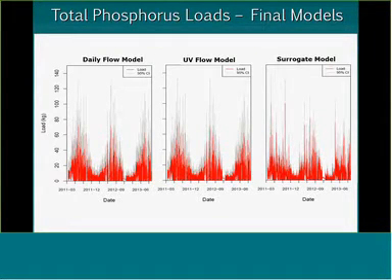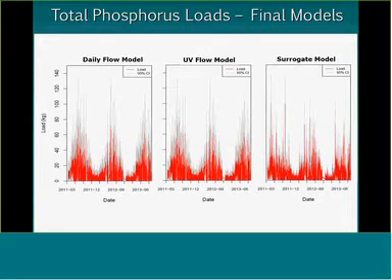Once we had the models calibrated, we then went back through and computed the loads. For the daily flows, nothing too surprising here, we just went through on a daily basis. The UV, just like the daily flows, only we summed up the individuals to come up with loads on a daily basis. The surrogate models, when we did this, we ran it through for only the surrogate days.